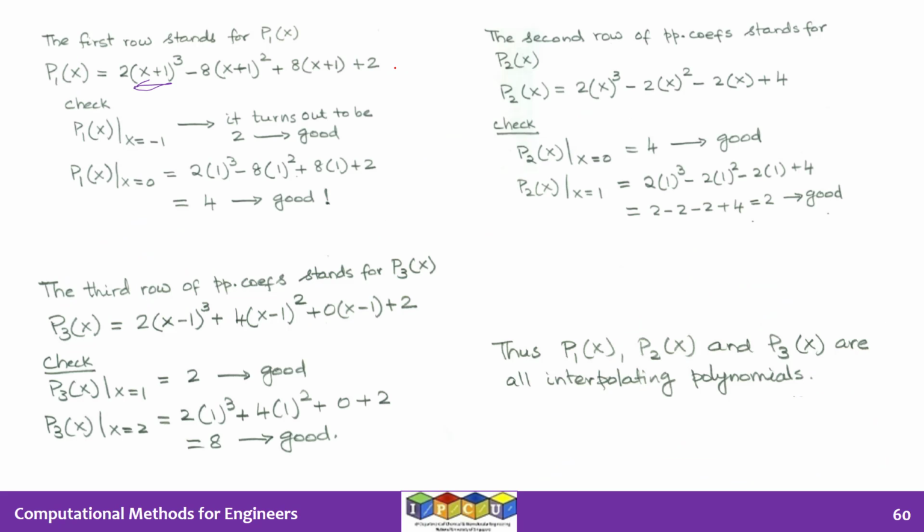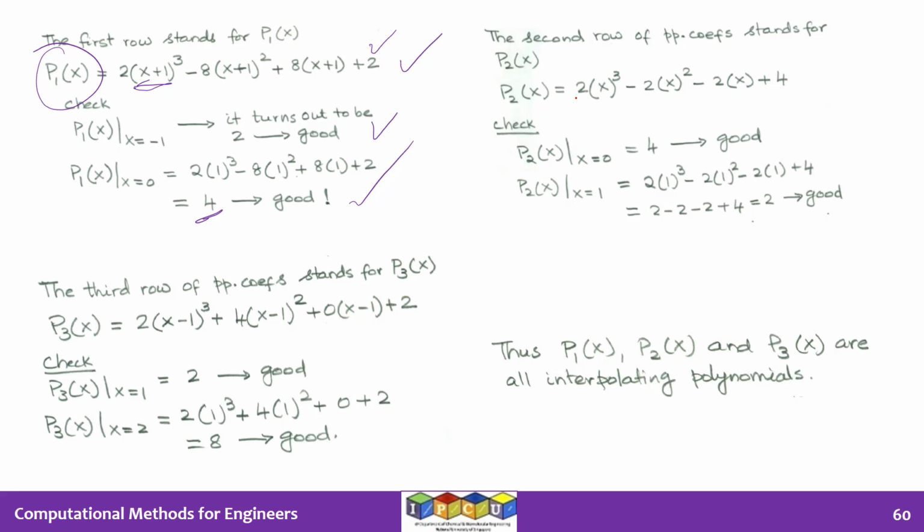So P1 of x is this. You can check. When you put x equal to -1, you're going to get 2. Only this term will survive. And if you look at the table, you know that f at x equal to -1 is 2. So that's good. When you substitute x equal to 0 in this expression for P1, you're going to get P1 of x at x equal to 0 is 4. And that matches with the value of f at x equal to 0. So that's good.